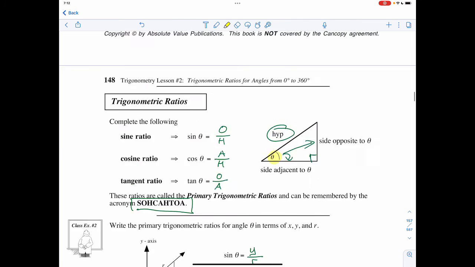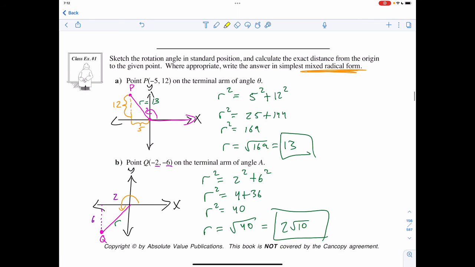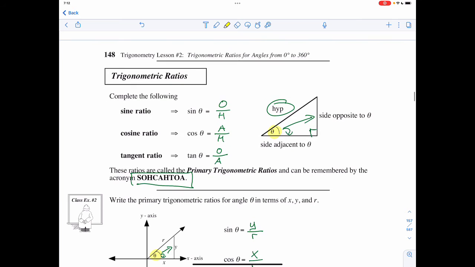And like in the previous examples that we already did up here, that's a reason why we need to solve for what our r value is. We need to know what all three side lengths of these triangles are to be able to state what those ratios are.